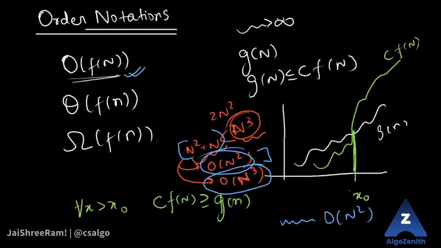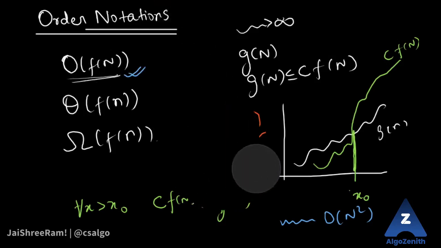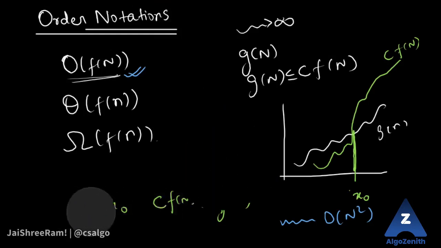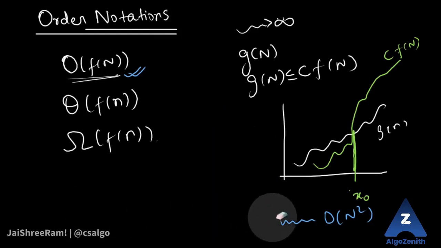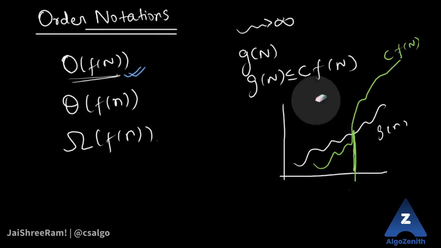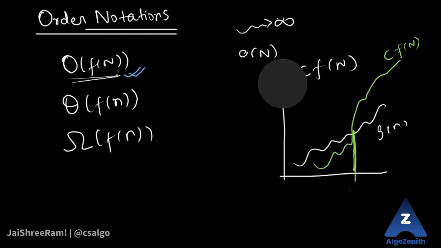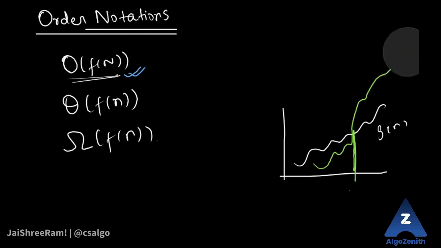Now let's quickly talk about the other two. So apart from this big O, there are two others, right? Theta and this, mm, weird omega. So let's talk about what these two mean.